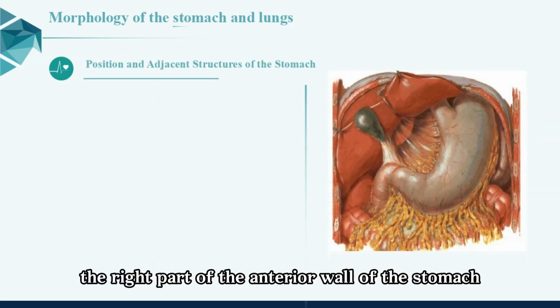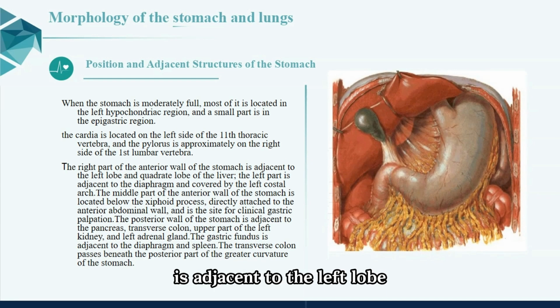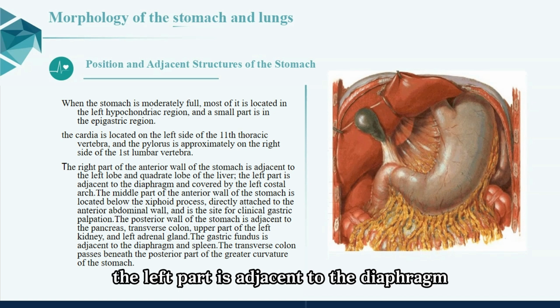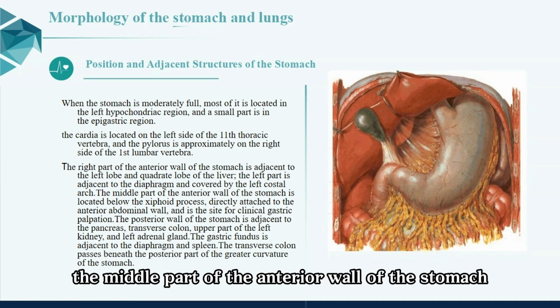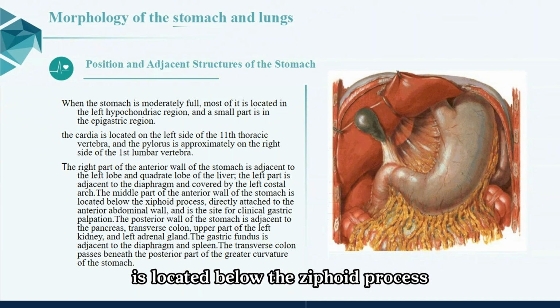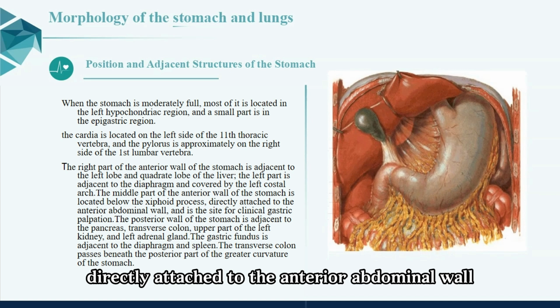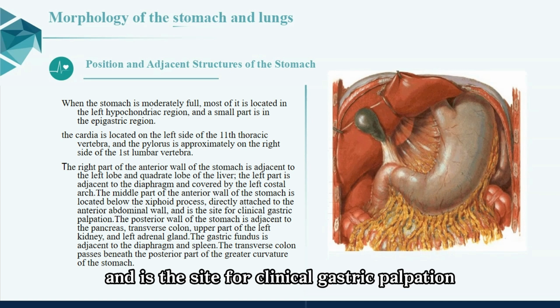4. Adjacent structures of the stomach. The right part of the anterior wall of the stomach is adjacent to the left lobe and quadrate lobe of the liver. The left part is adjacent to the diaphragm and covered by the left costal arch. The middle part of the anterior wall of the stomach is located below the xiphoid process, directly attached to the anterior abdominal wall, and is the site for clinical gastric palpation.